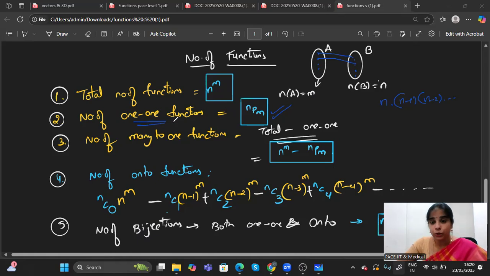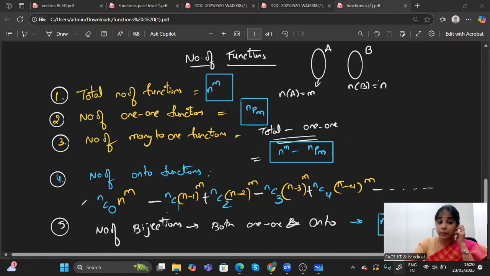Now coming to many-to-one functions. If it is not a 1-1 function, obviously it is a many-to-one function. So from the total number of functions, n to the power m, you just subtract nPm. That's how you get your many-to-one functions, right?